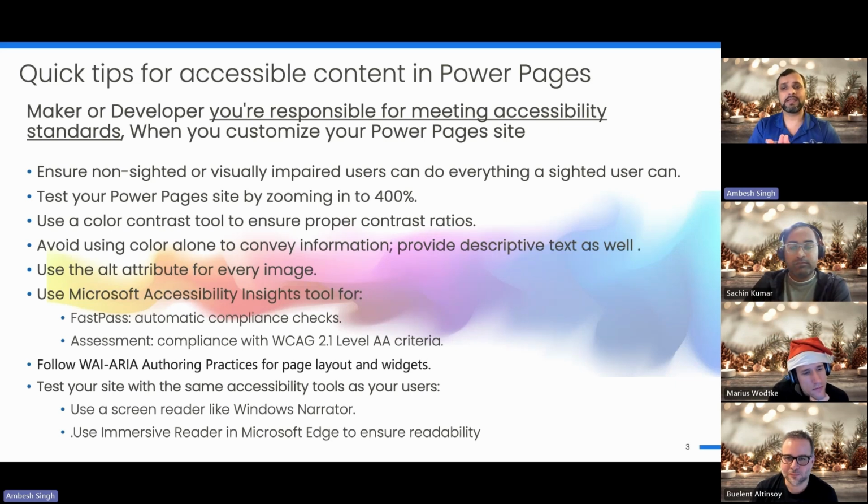Test your site using the same accessibility tools as your users. You can use a screen reader such as Windows Narrator, or you can also use Immersive Reader in Microsoft Edge to make sure that your Power Pages site is rendered and readable, making adjustments to the website if needed.